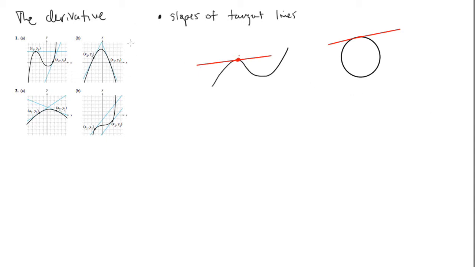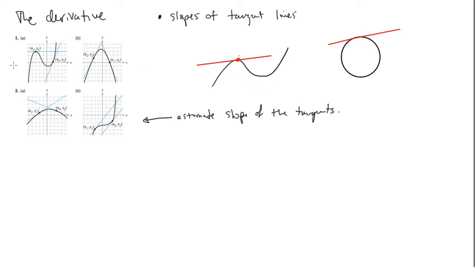Okay, so what we're asked to do here is to estimate the slope of these lines, and it's just going to be eyeballing it from the graph, so nothing too fancy for right now. So just estimate the slope of the tangents.